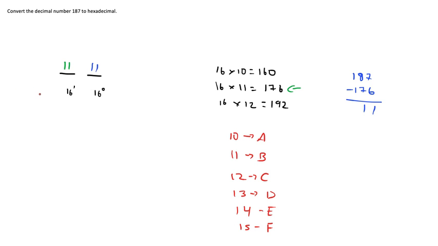All right, so what does that mean then? Well, 11 in hexadecimal is denoted by the letter B. So the final answer here is 187 as a decimal is equal to the number BB in hexadecimal.